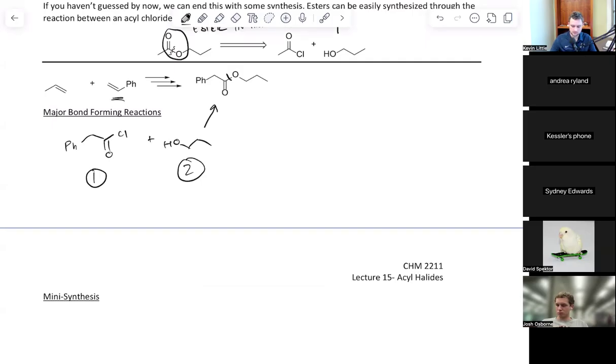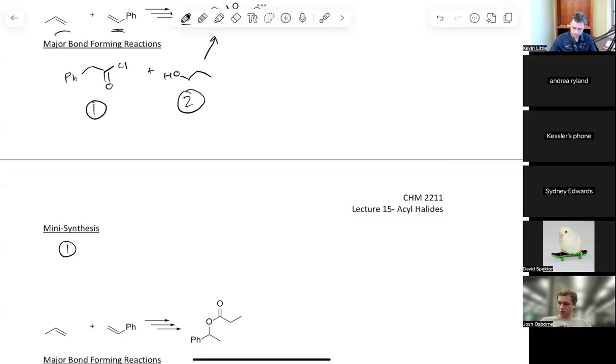Well, 1 has to come from this because it's got the phenyl, the benzene ring. 2's got to come from this. So I'm going to start with 1. In order to turn this into 1, I have to first get an alcohol here. This is the anti-Markovnikov OH addition, that gets you there.